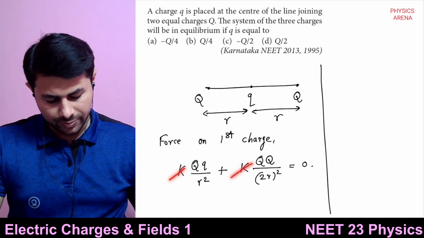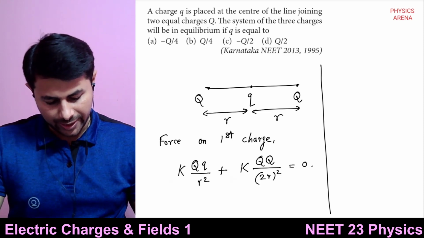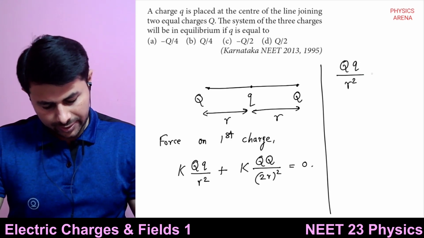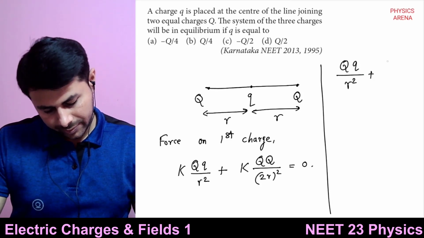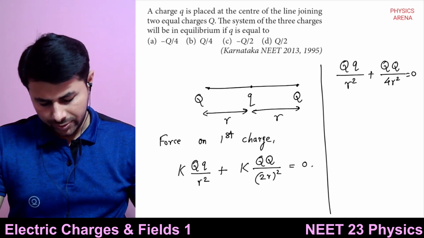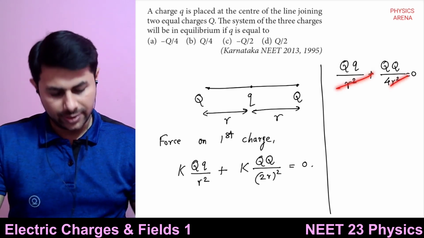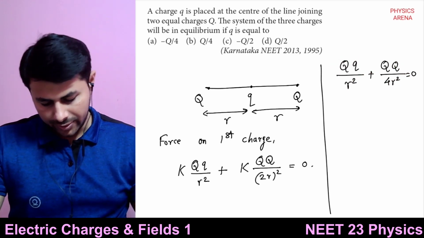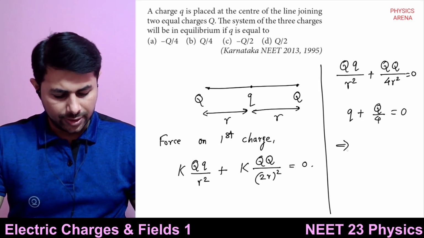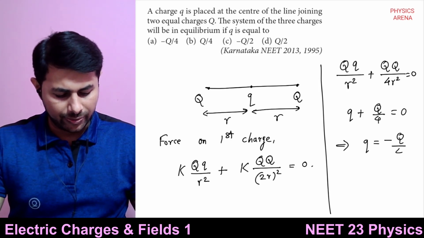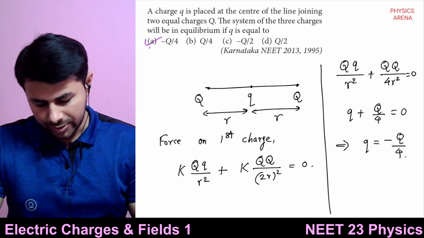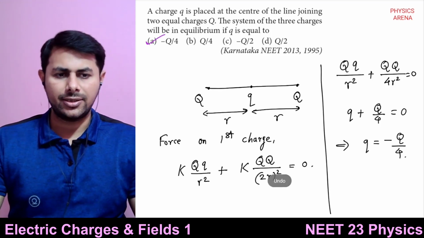Okay, and this net force should be equal to 0 for it to be in equilibrium. So then we can divide by k. It is q into Q divided by r square plus q into capital Q upon 4r square is equal to 0. r square gets cancelled, Q and q get cancelled. So that means q plus Q by 4 is equal to 0. That means q is equal to minus Q by 4. So this charge should be of opposite nature and it is equal to minus Q by 4. So option A is the answer.